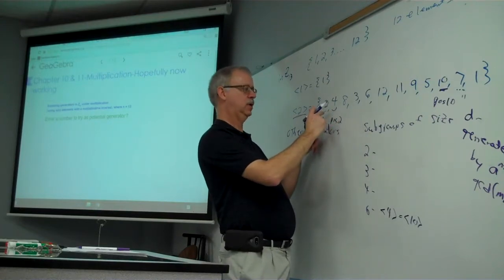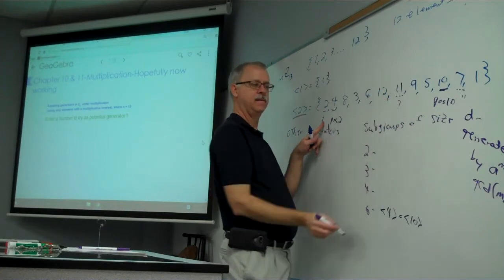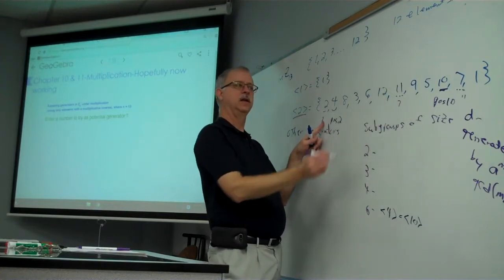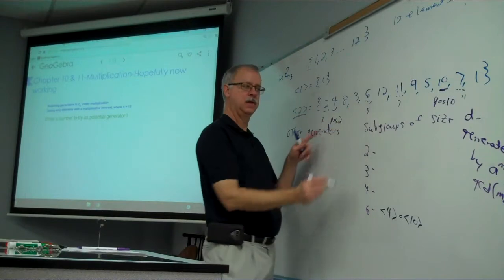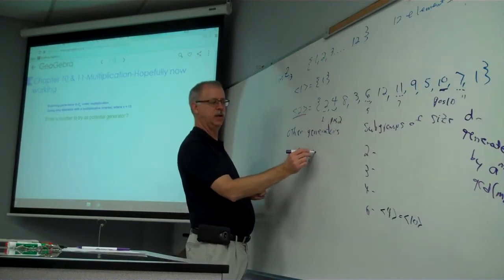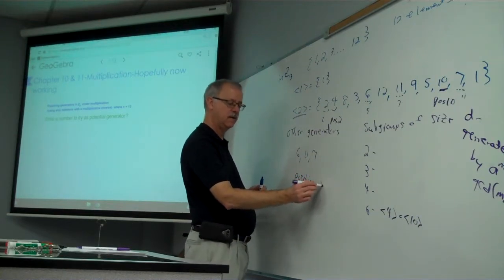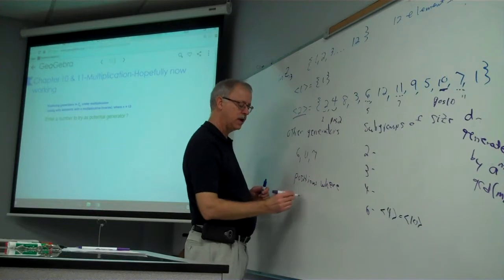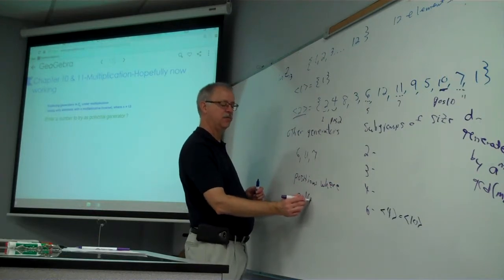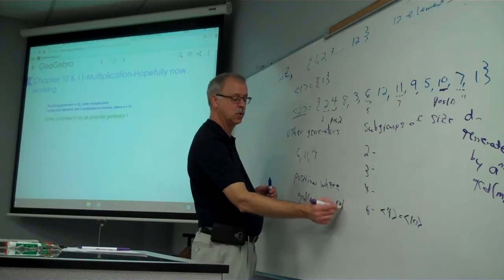7. 1, 2, 3, 4, 5, 6, 7. There's one more, I think. 5. So the other generators here are 6, 11, and 7. In the positions where the greatest common divisor of the position and 12 equals 1. And we'll sometimes call this relatively prime.